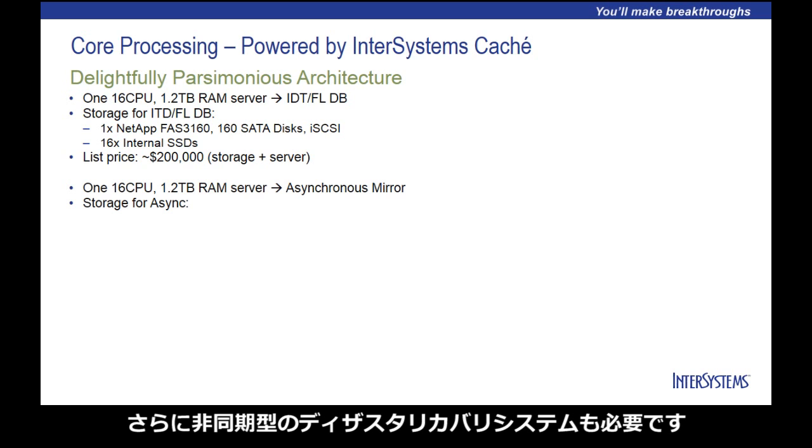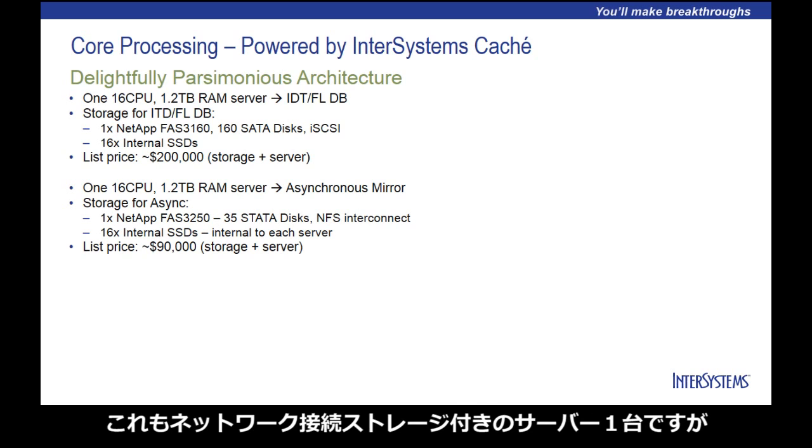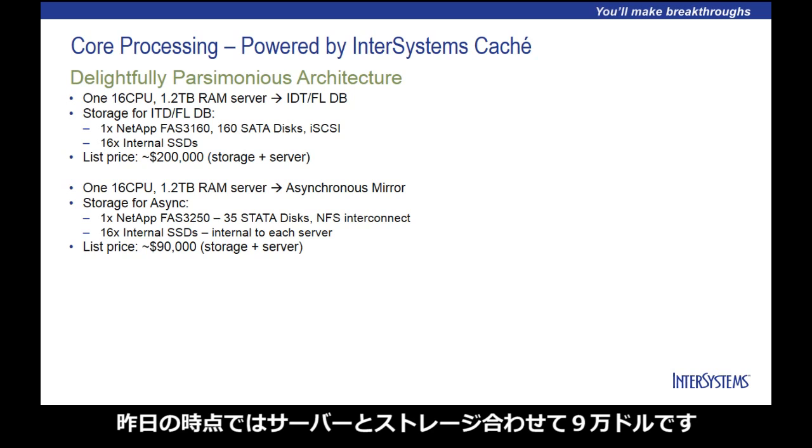Okay? What else does it take? It takes an asynchronous disaster recovery system, which is a server and storage, again network attached, and NFS in this case, not even iSCSI. And list price for that as of yesterday was $90,000 for the server plus the storage.